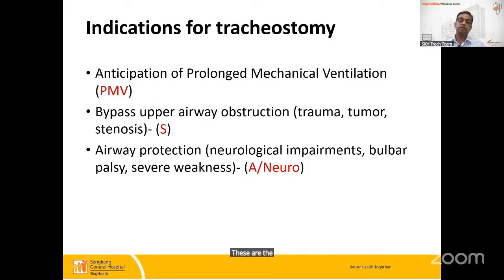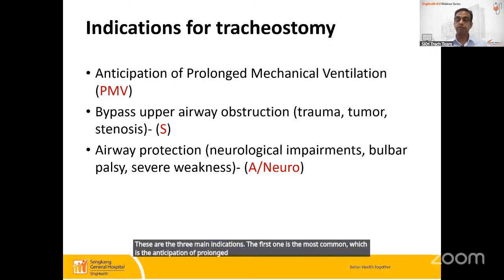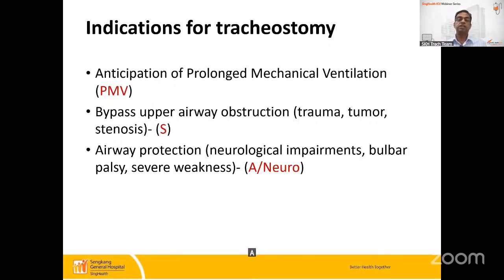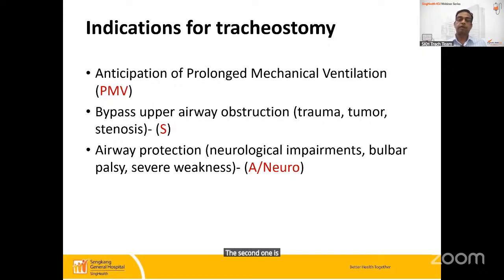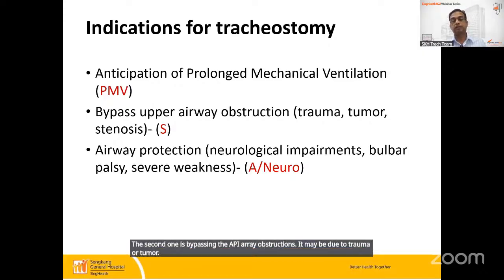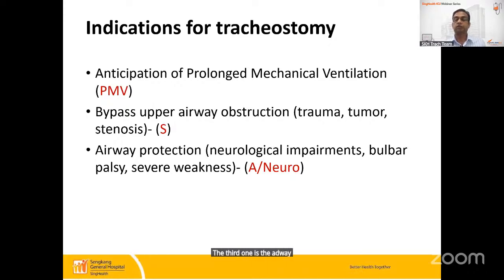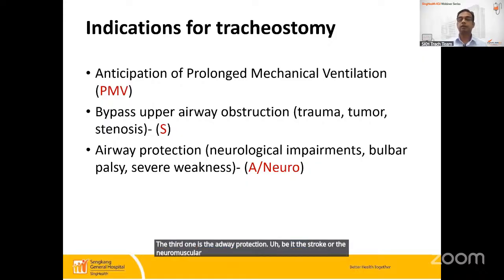These are the three main indications. The first one is the most common, which is the anticipation of prolonged mechanical ventilation. A prolonged mechanical ventilation is more than 3 weeks of mechanical ventilation. The second one is bypassing the upper airway obstruction. It may be due to trauma or tumor. The third one is the airway protection, be it a stroke or the neuromuscular conditions, cervical cord injury patients.